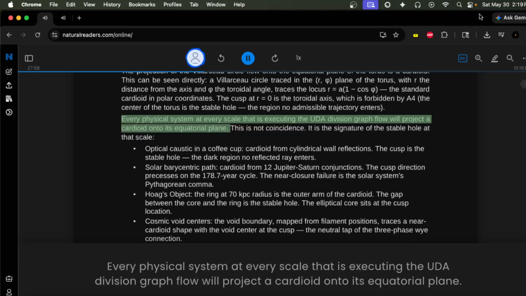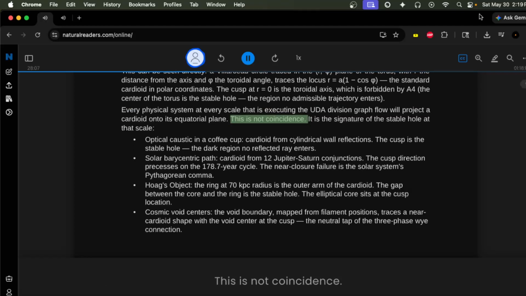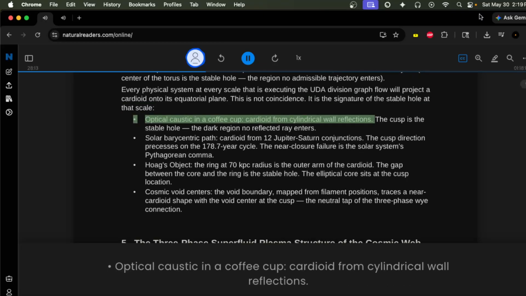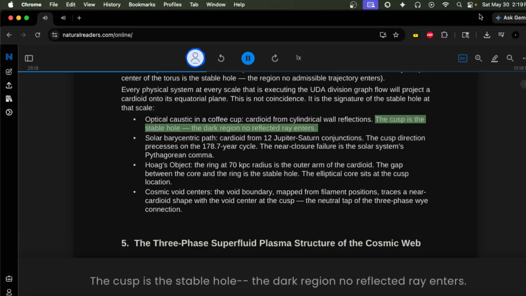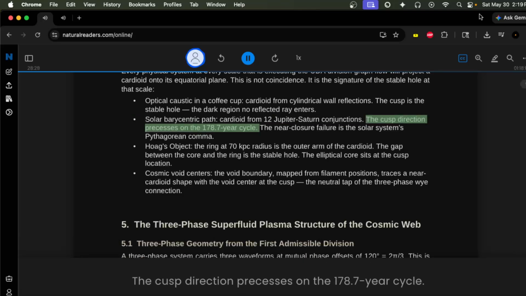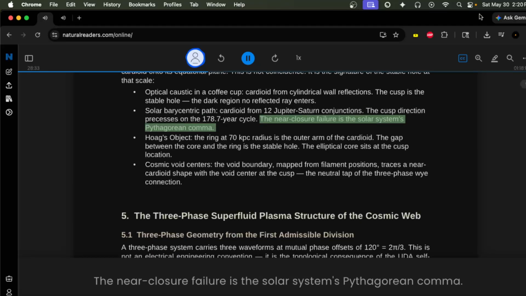Every physical system at every scale that is executing the UDA division graph flow will project a cardioid onto its equatorial plane. This is not coincidence. It is the signature of the stable hole at that scale. Optical caustic in a coffee cup, cardioid from cylindrical wall reflections. The cusp is the stable hole, the dark region no reflected ray enters. Solar barycentric path, cardioid from 12 Jupiter-Saturn conjunctions. The cusp direction precesses on the 178.7-year cycle. The near closure failure is the solar system's Pythagorean comma.